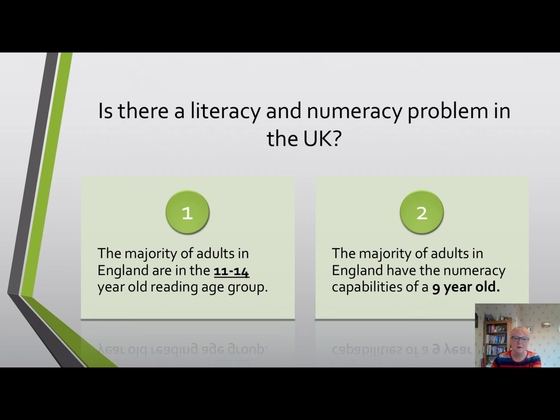So we said right at the very beginning that we were briefly going to look at the literacy and the numeracy problems within the UK. So here you can see I've put on the slide, the majority of working adults in the UK have a reading age of 11 to 14. When we look at numeracy, so we're adding in calculations and anything to do with numbers, the majority of working adults in England have a capacity of the age of 9 when it comes to numeracy.